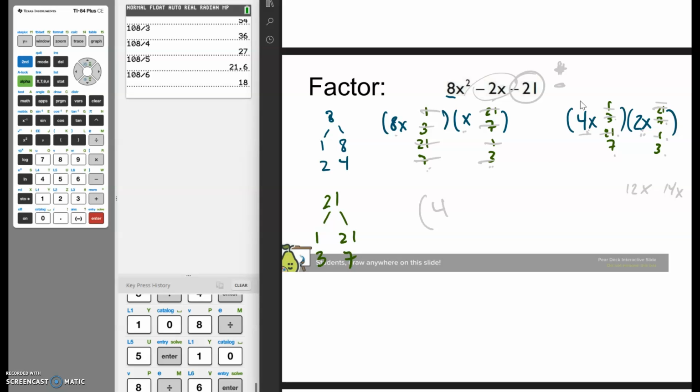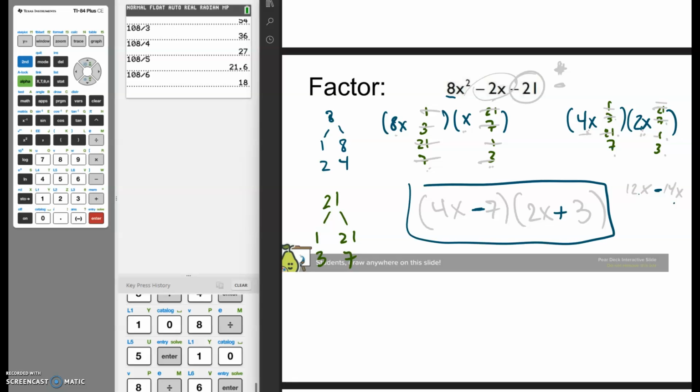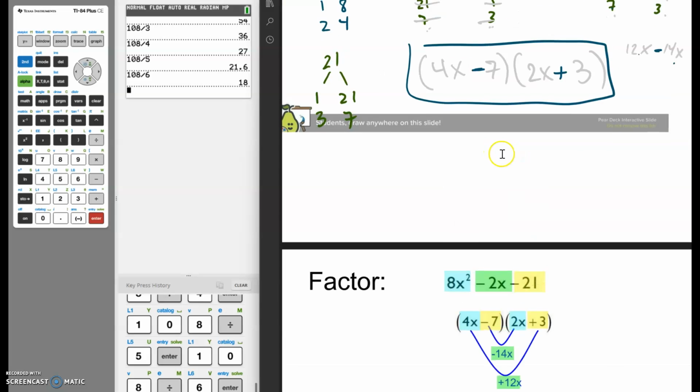So it looks like our answer is going to be 4x and a 7 in the same factor, a 2x and a 3 in the same factor. And then thinking about signs, we want this 14x to be the negative one, because 12x minus 14x is negative 2x. So where'd the 14 come from? That came from the 7 and the 2 being multiplied. So the 7 has to be the negative one. Yuck. So you can see that answer under here.